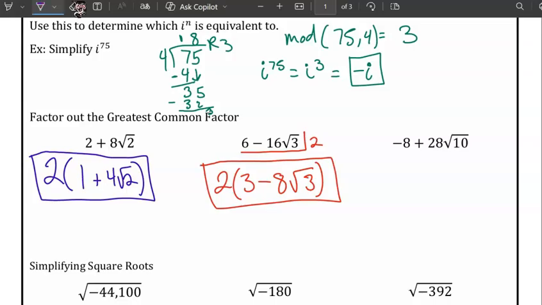On the third one, we could divide out a -4. -8 divided by -4 is 2, and 28 divided by -4 is -7. We have 2 minus 7 square root 10 left over inside the parentheses.